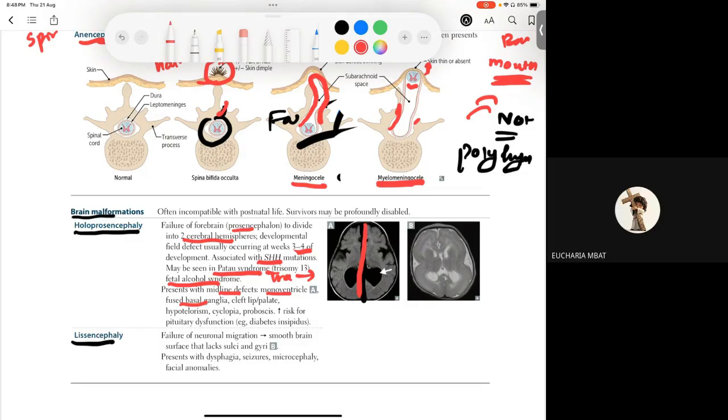And we are having cleft lip and cleft palate associated with holoprosencephaly. You should just keep that in mind. And we are going to be having something called hypotelorism. What is hypotelorism? Do you guys know that?